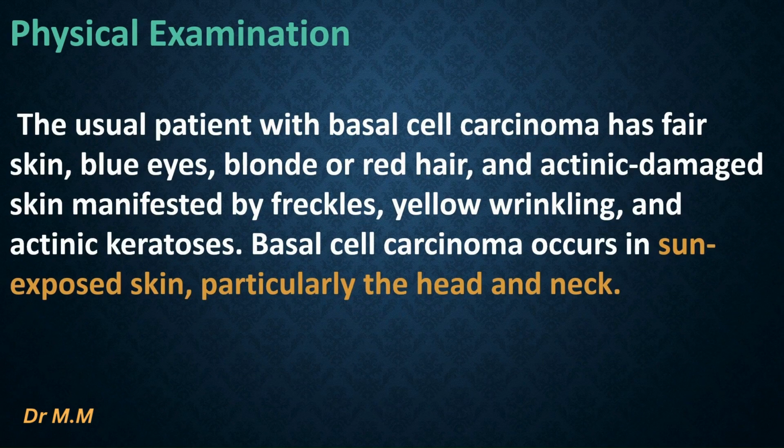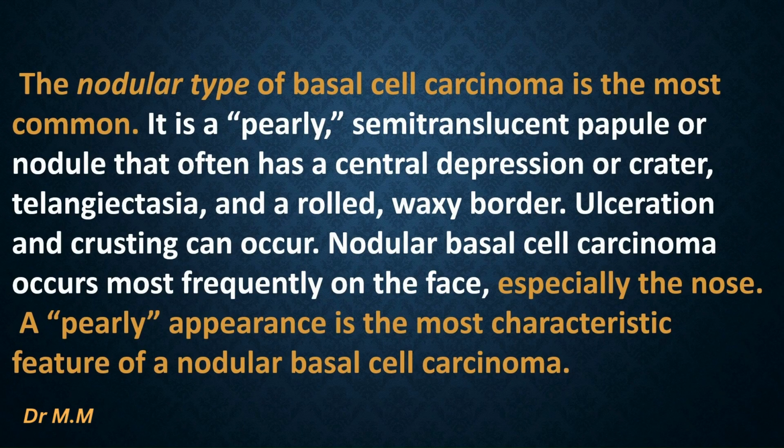Physical examination: the usual patient with basal cell carcinoma has fair skin, blue eyes, blonde or red hair, and actinic damaged skin manifested by freckles, yellow wrinkling, and actinic keratosis. Basal cell carcinoma occurs in sun-exposed skin, particularly the head and neck. The nodular type of basal cell carcinoma is the most common.